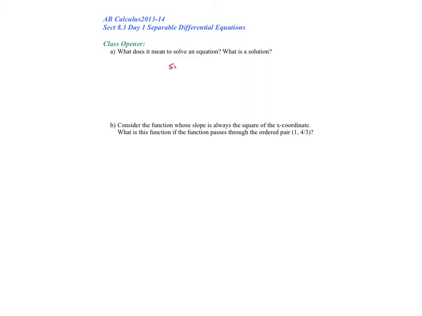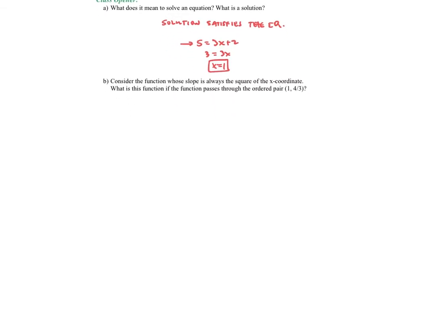And this given solution satisfies the equation. Very basic, if I said 5 equals 3x plus 2, I'd subtract 2, I divide by 3, and I see my solution to this equation is x equals 1. Let's talk a little bit about how we do that with a more complex situation with these differential equations.